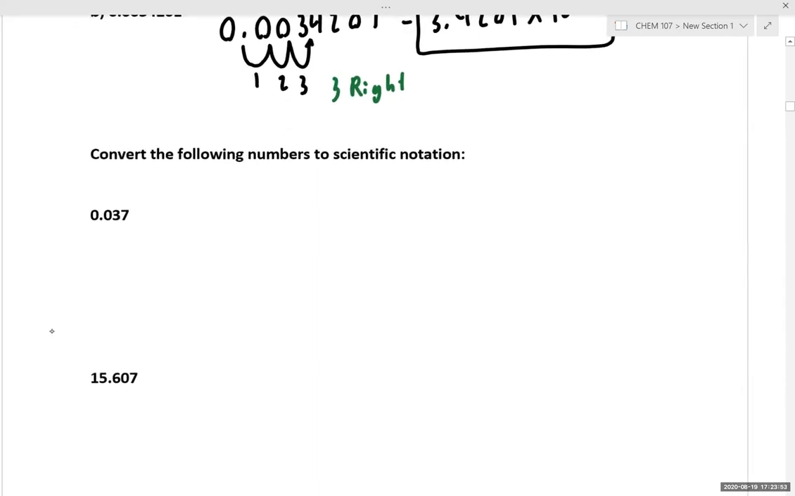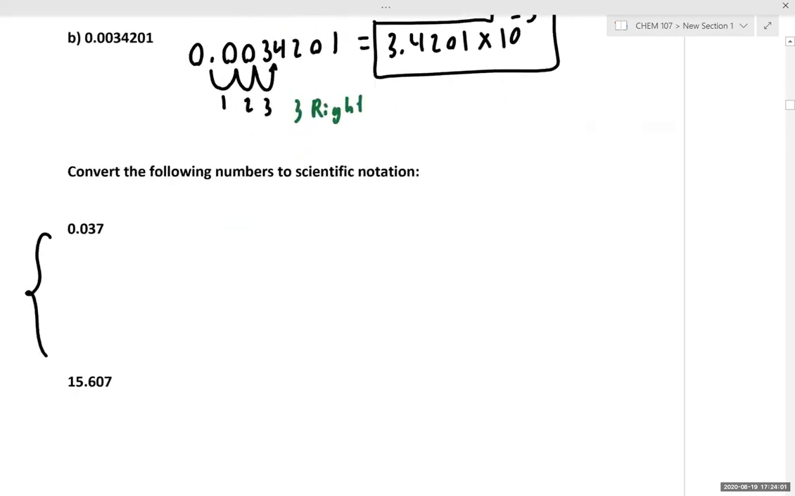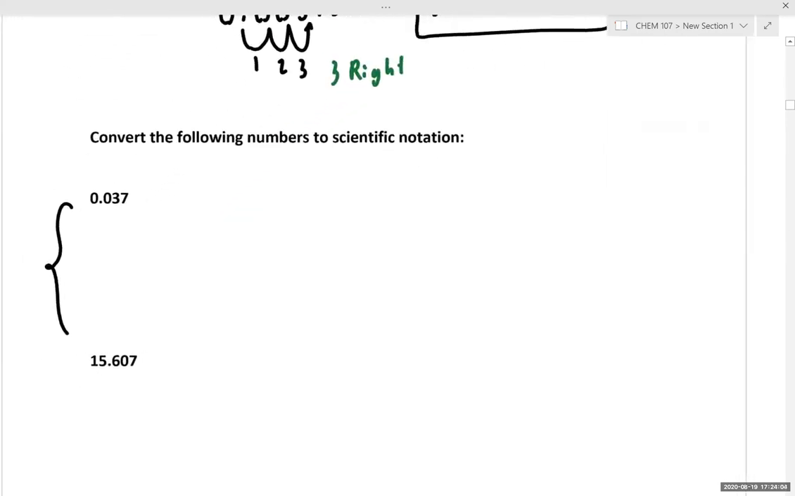So I'd like you to look at the following two numbers, and I'd like you to try to convert the following numbers into scientific notation. Allow me 1 second. There's a small delay in OneNote. So let's spend about 3 to 4 minutes, and let's try to convert the following numbers into scientific notation.